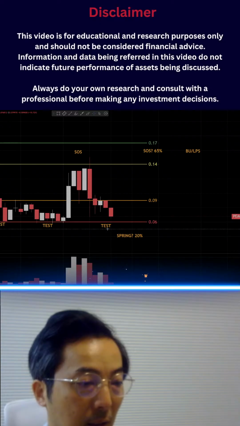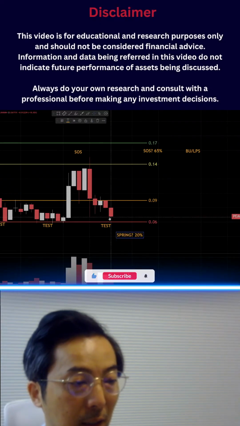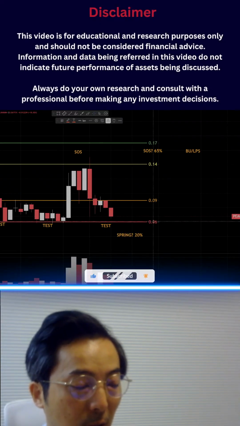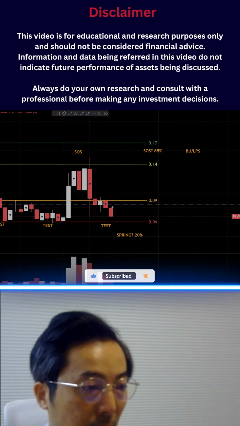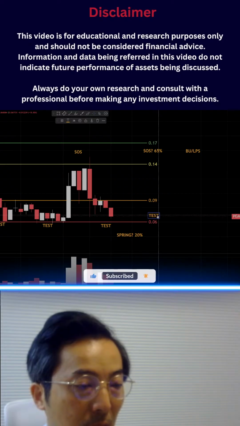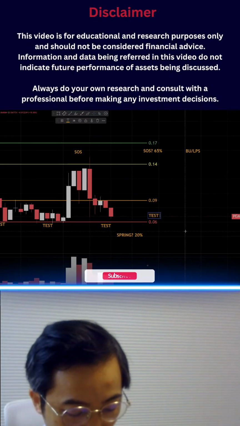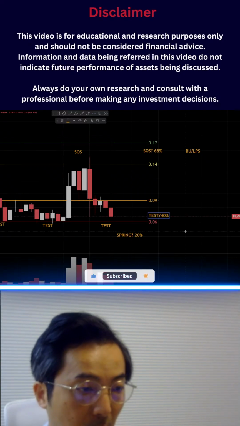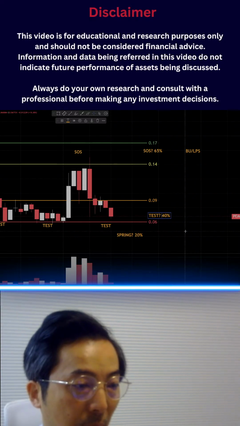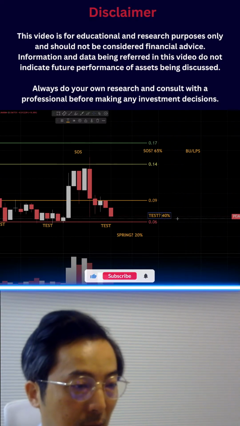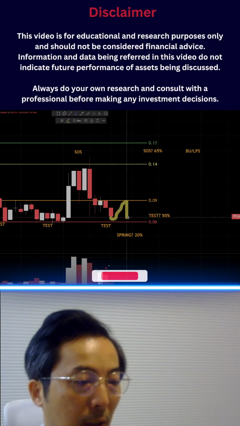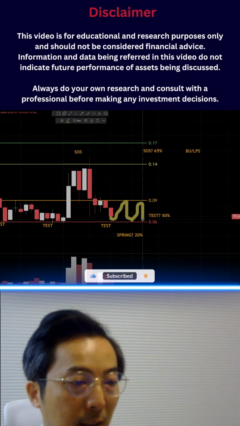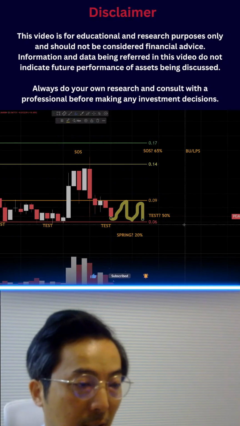And also, if it doesn't fall below this red key level of 0.06, then there's still a chance, quite high actually, of trading sideways, like between the orange key level of 9 cents and the red key level of 6 cents.